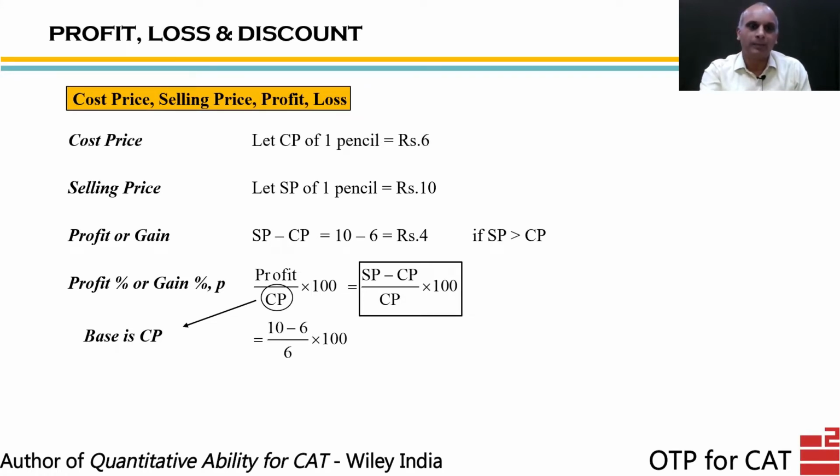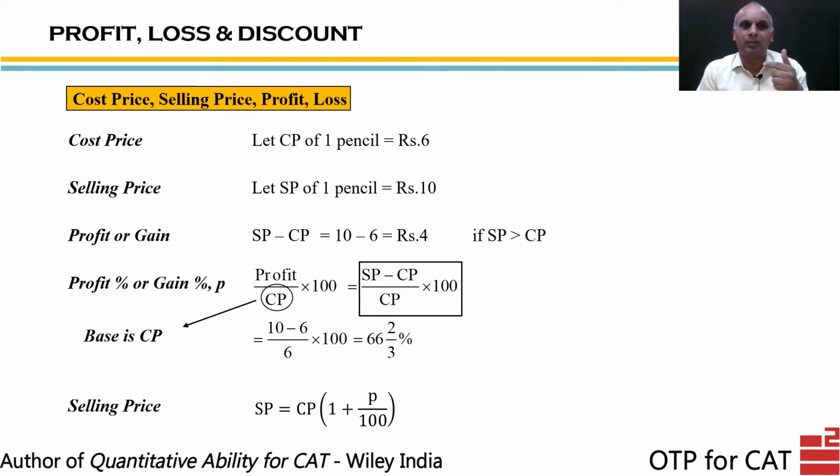Let's call this P. So in this example, the profit percent comes out to be (10 minus 6) by 6 into 100, and that is 66 2/3%. Also, you should note that the formula for selling price will be SP is equal to CP into brackets 1 plus profit percent by 100. Now, this formula we can derive from the previous formula of profit percent, which is (SP minus CP) upon CP into 100. So both these formulas you must remember.